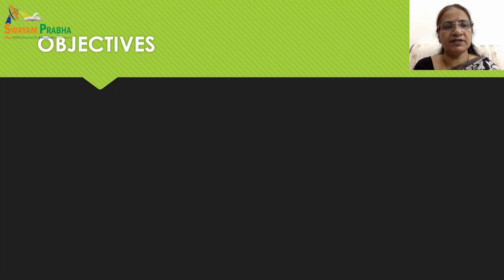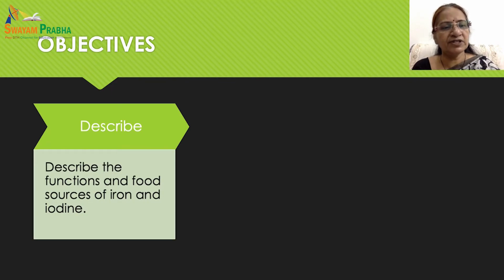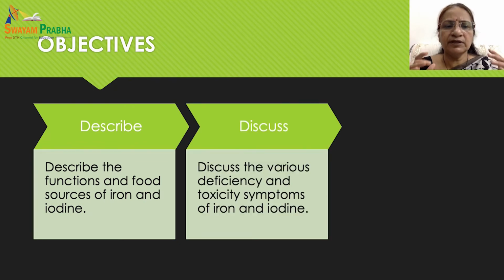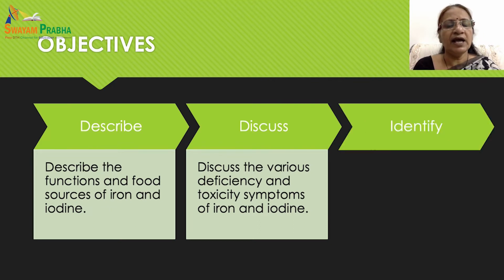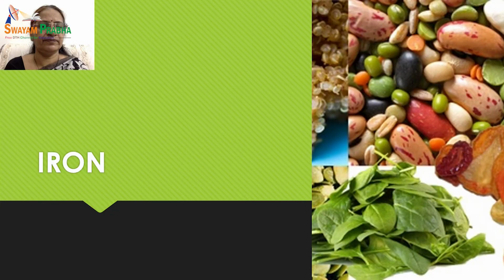In this module, we shall study Minerals Part 2, wherein we will be studying about iron and iodine. Now objectives. After studying this module, the learners will be able to describe the functions and food sources of iron and iodine, discuss the various deficiency and toxicity symptoms of iron and iodine, and identify the dietary requirements of iron and iodine.